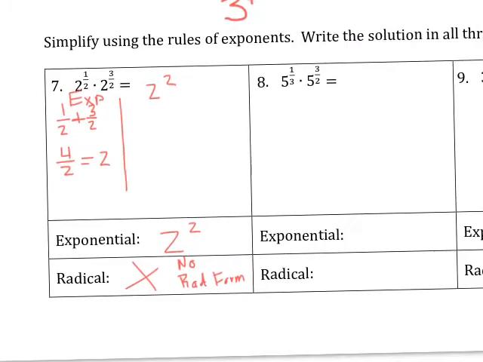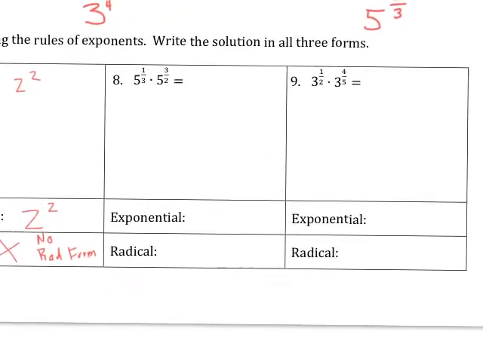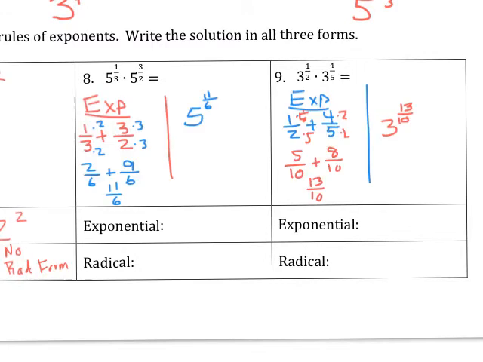Okay. All right, you guys do 8 and 9. I'll give you a minute to do 8 and 9. Go ahead. Okay, so you can check your work getting the exponents. I didn't want to bore you with going through all that over again. Make sure you have common denominators. You can see my work there for my exponent. 8 ends up being 5 to the 11/6 power. 9 ends up being 3 to the 13/10 power.